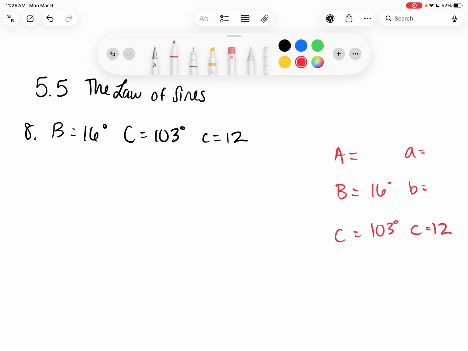What would be the absolute easiest thing to solve for in this triangle? Finding angle A, and how would I do that? 180 minus 16 minus 103. Yep. And that is going to end up being 61 degrees.